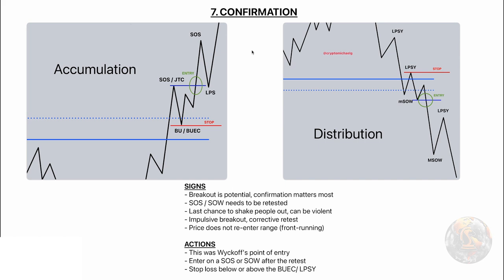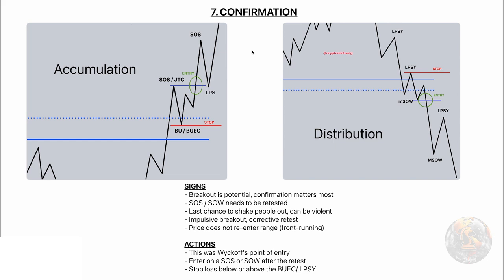Whatever you want to use, this is just the word that Wyckoff used. But show of strength is a very common one, where you show strength by breaking out, or jump the creek by jumping over the area of resistance. And then the backup, which is the BU, or back up to the edge of the creek, BUEC, is what you call the retest. These are just the terms that Wyckoff used.